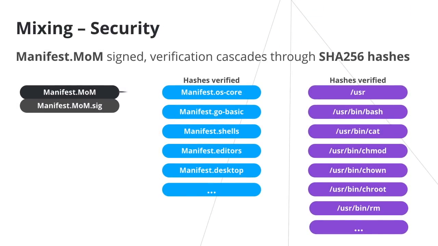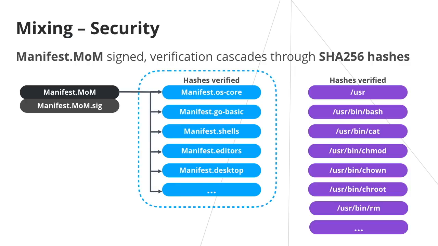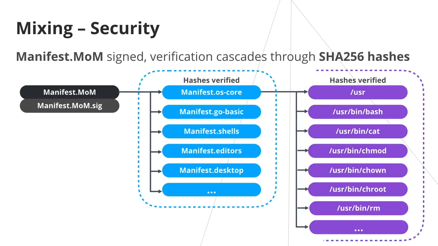The MOM and bundle manifests describe our security model. The MOM is signed with OpenSSL using a secure signing service and lists the hashes for each bundle manifest. Each bundle manifest file can then be trusted if its hash matches the hash listed in the MOM. Each file that a bundle provides can then be verified via the hash listed in that bundle's manifest. So with only the manifest MOM signed, we can see verification cascades through the SHA-256 hashes to the file level.